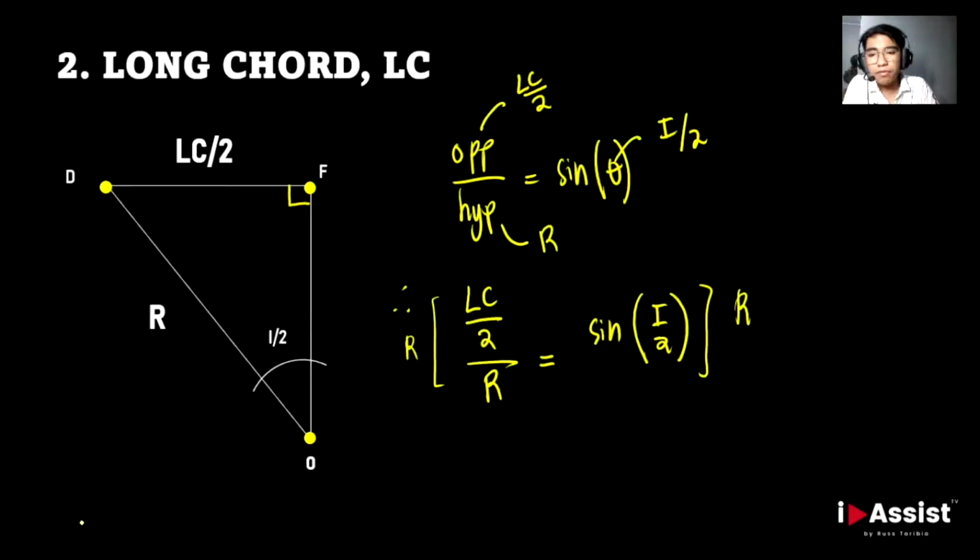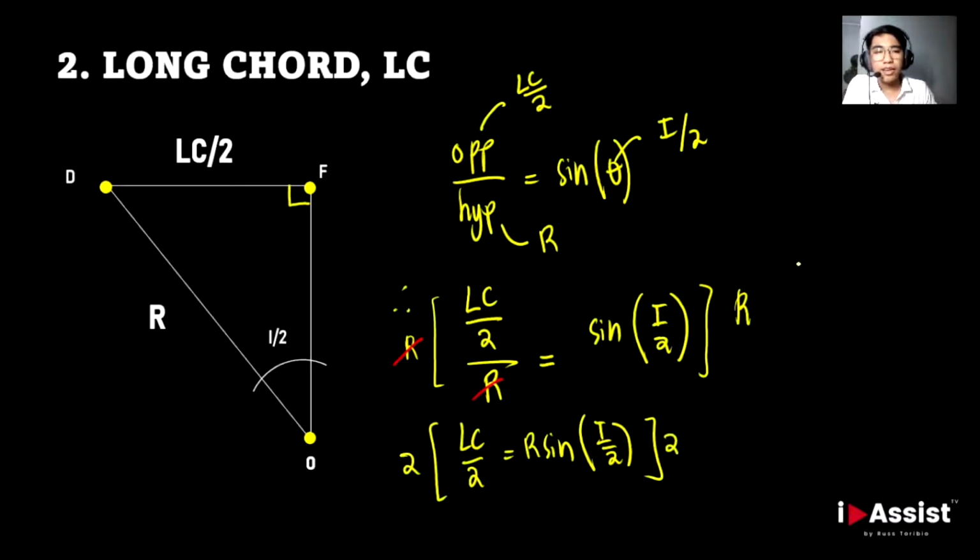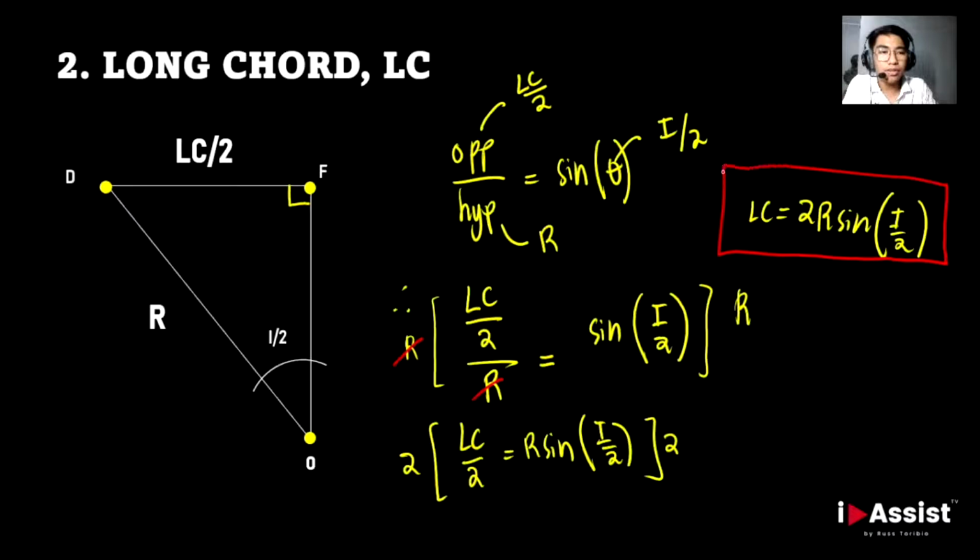And we will arrive at, makakancel natin ito. Cancel, cancel. And then, ang matitira sa atin is LC over 2 is equal to R sine of I over 2. Okay? So, multiply again by 2, makukuha na natin yung ating LC, which is LC is equal to 2R sine of I over 2. That will be our equation for the length of the chord using the radius R.